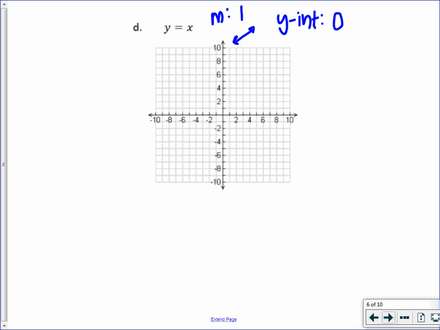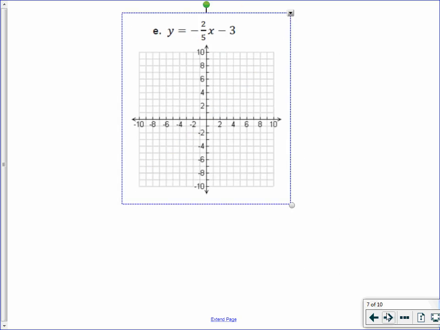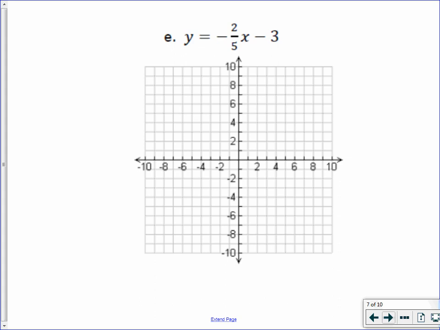So I plot my y-intercept, and then I'm going to go rise 1, run 1 to the right, 1 to the right, 1 to the right, down 1 to the left, down and to the left. Okay? Again, connect all your points with the line and with arrows. All right, let's make this a little bigger here.